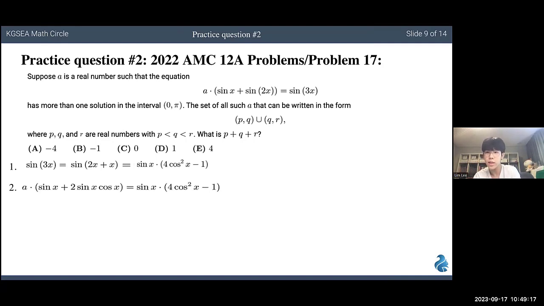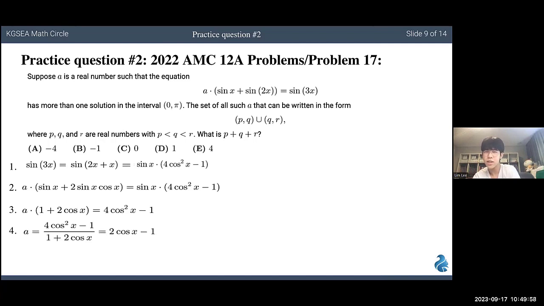Then we can manipulate sine 2x into 2 sine x cosine x, which is easily proven by the sine addition formula again. This is also known as the double angle formula, but we use that right now. Then, with some intuition, we can simplify this equation by eliminating the sine x in all of the terms to get step 3 as shown. Finally, some of you may already see that 1 plus 2 cosine x is just a factor of 4 cosine squared x minus 1. So can we just divide the terms?